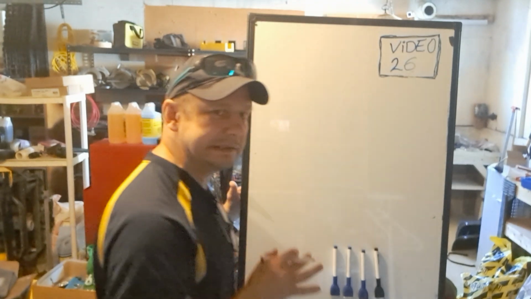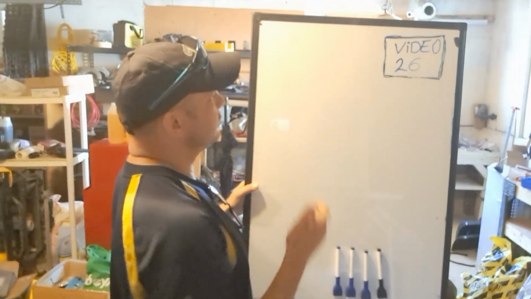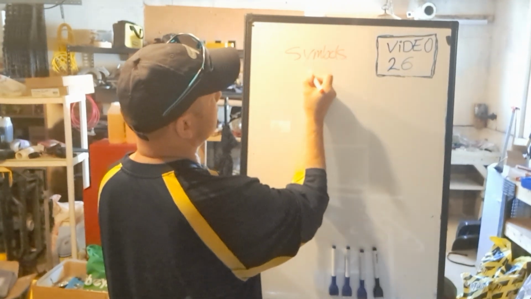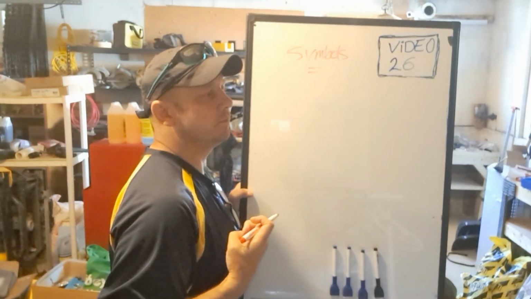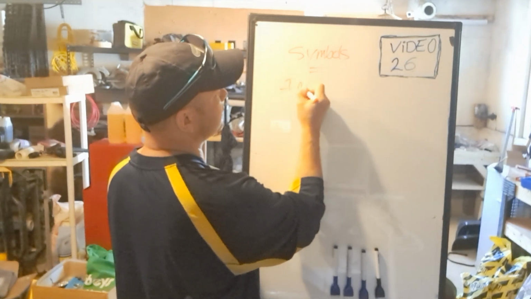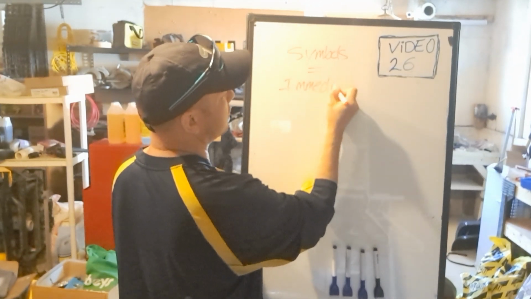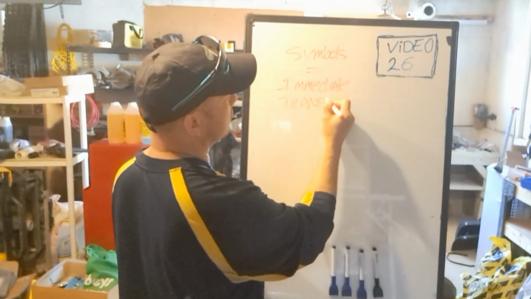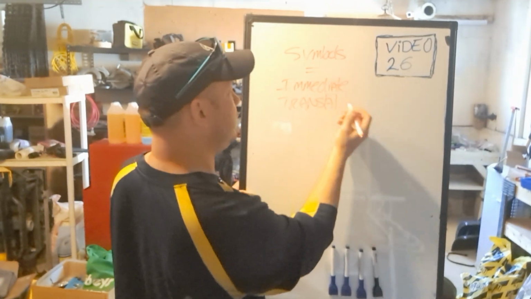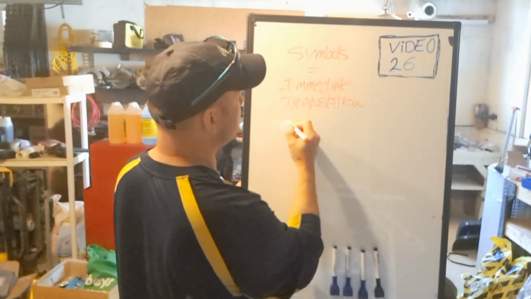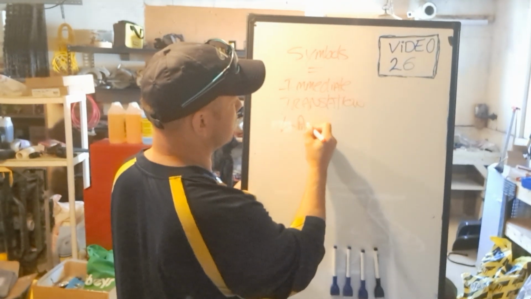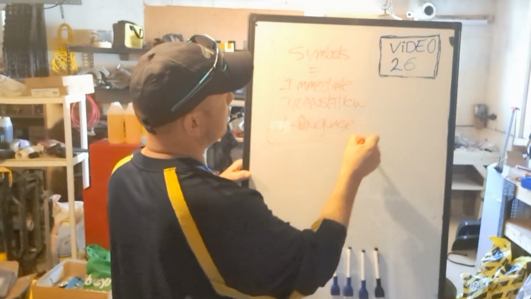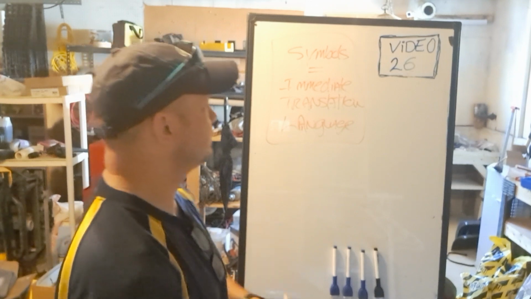So this is video 26. This is going to be symbols. Symbols equal immediate translation for language.